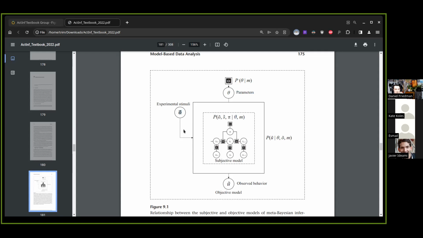Then the experimental stimuli, that could be the visual stimuli that's presented, or it could be the decision-making stimuli that are presented. Those stimuli, which become observations of the subject, are actions by the experimenter. And analogously, the actions of the subject, whether the rat goes left or right, whether the person goes for the gamble or not, become the empirical, objective, observed behavior.